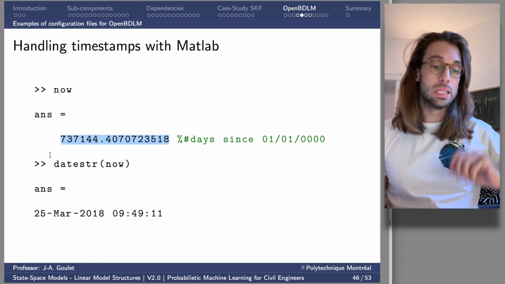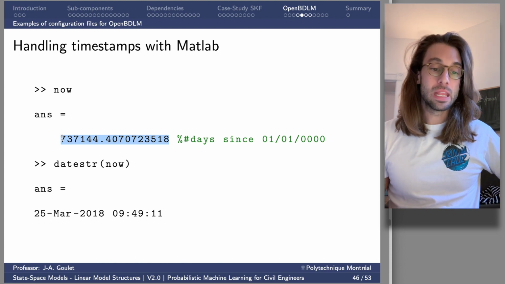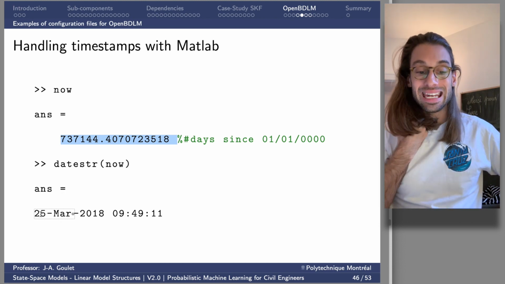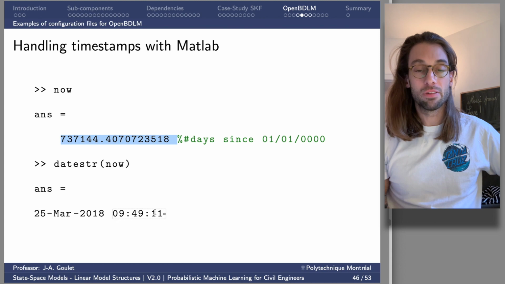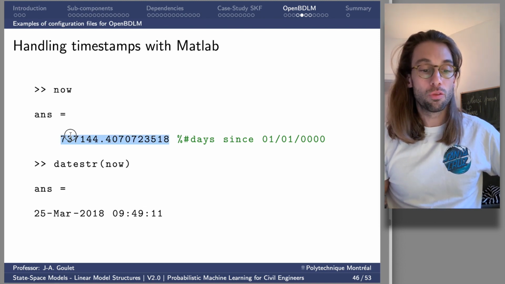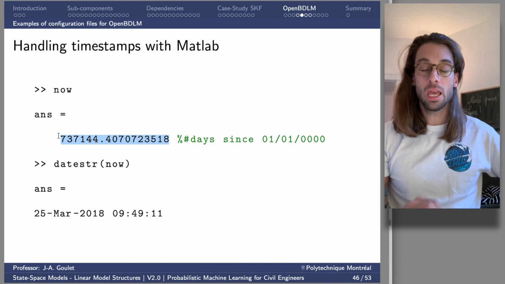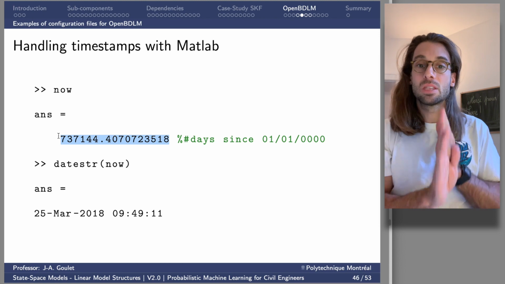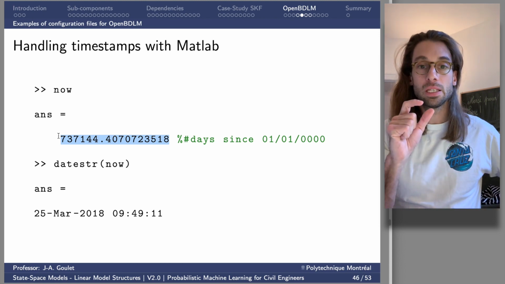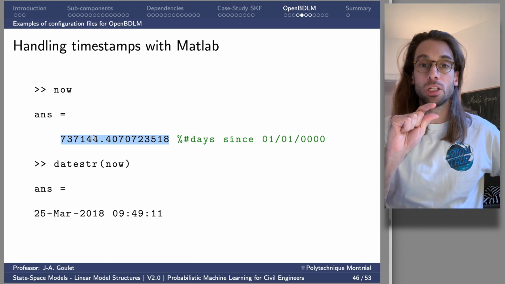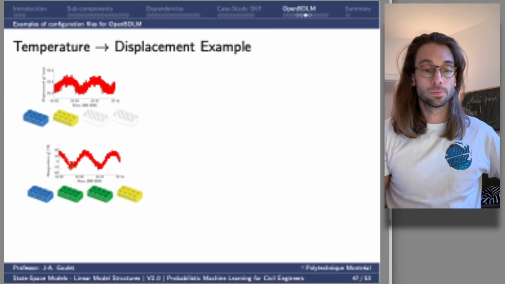So if you do datestr of now being this thing, it will say, when I typed this, it was March 21st, 2018 at 9:49:11 in the morning. So you need to use that nomenclature for your timestamps, in order for you and BDLM to have the same time frame. So basically an increment of 1 in the timestamp represents an increment of 1 day.